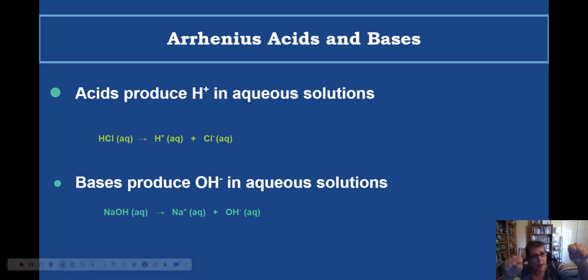See that H plus pops off of the HCl and leaves Cl minus, and then the H plus goes into the water. Now bases produce hydroxide in aqueous solutions or water solutions. NaOH (aq) in water will separate into Na plus ions and the OH minus hydroxide ions. So that's just an example of a chemical reaction showing an acid making the H plus and a base making the OH minus ions in water.